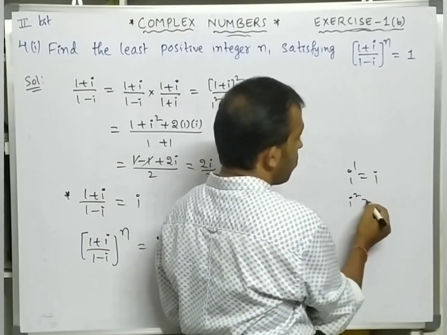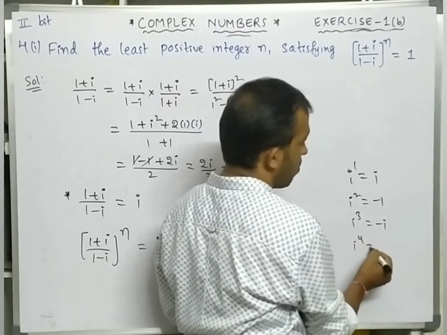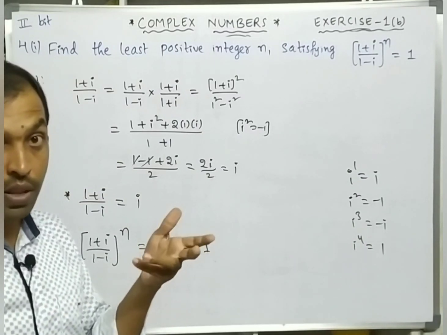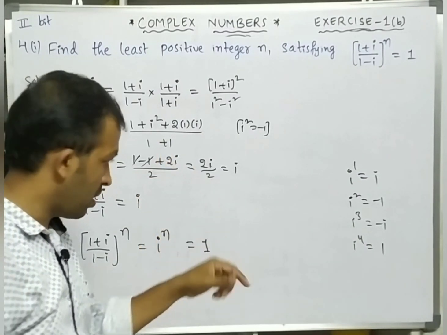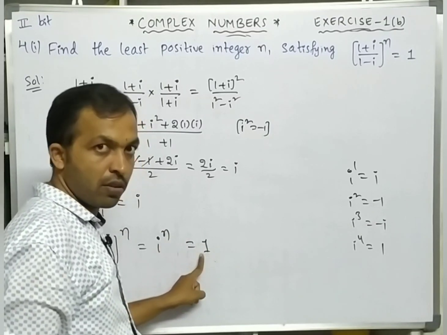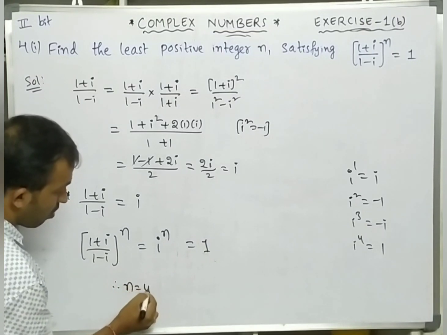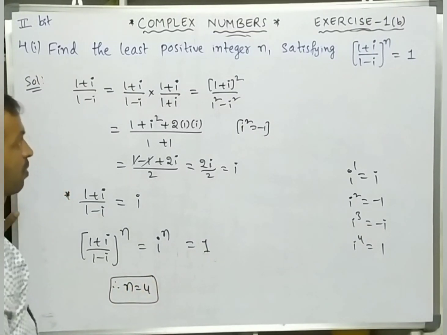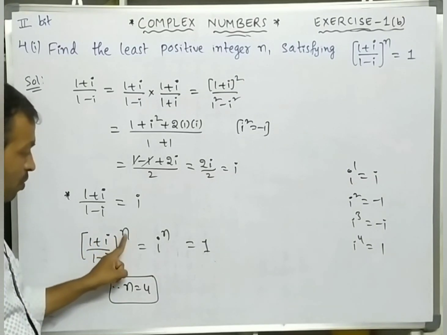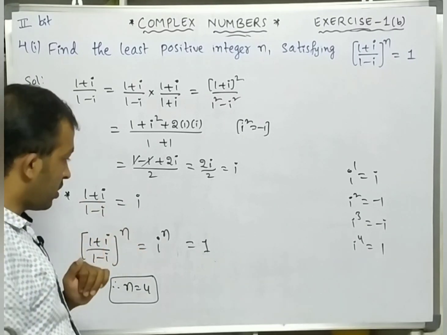i² is -1. i³ is -i. i⁴ is 1. i⁴ is (i²)², that is (-1)², that is +1. So by taking n equal to 4 we will get 1. Therefore n = 4 is the least positive integer which satisfies [(1 + i)/(1 - i)]^n = 1.